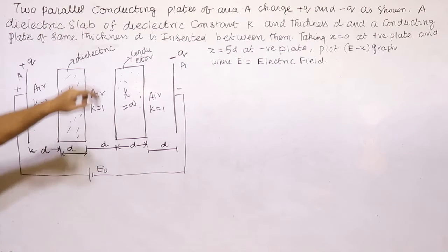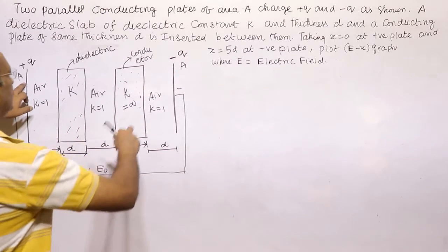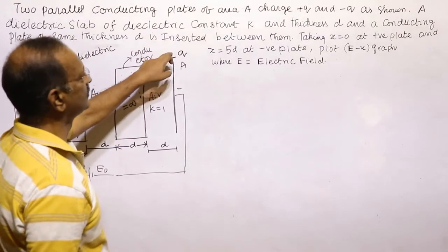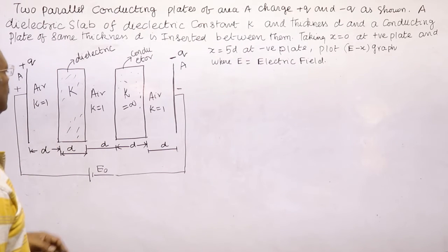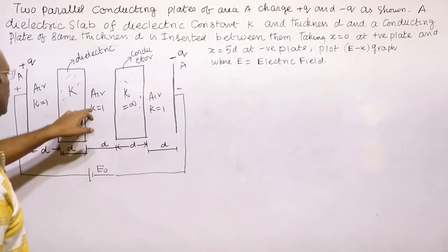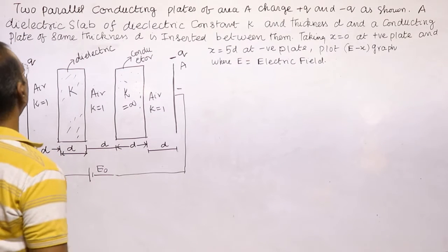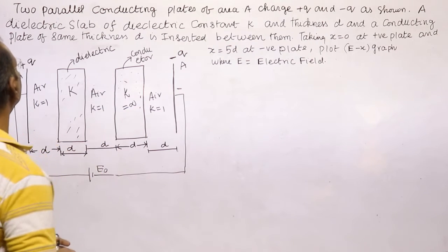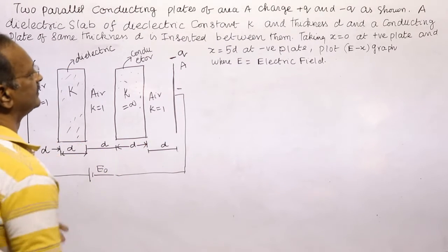Two parallel conducting plates of area A. This is one plate and this is another plate, with charges plus Q and minus Q as shown. A dielectric slab of dielectric constant K and thickness D, and a conducting plate of the same thickness, is inserted between the plates.